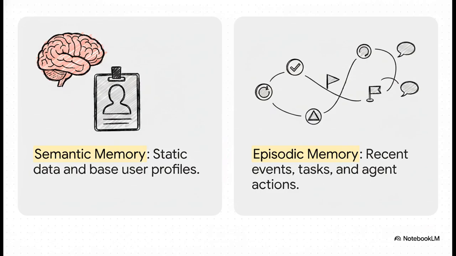the system. Then you have episodic memory. This is about time and events, what was discussed yesterday, what specific tasks were just assigned. Teaching the agent to distinguish between these two drastically improves its intelligence. It means it can do automated follow-ups without annoying the user by re-asking basic stuff it should already know.